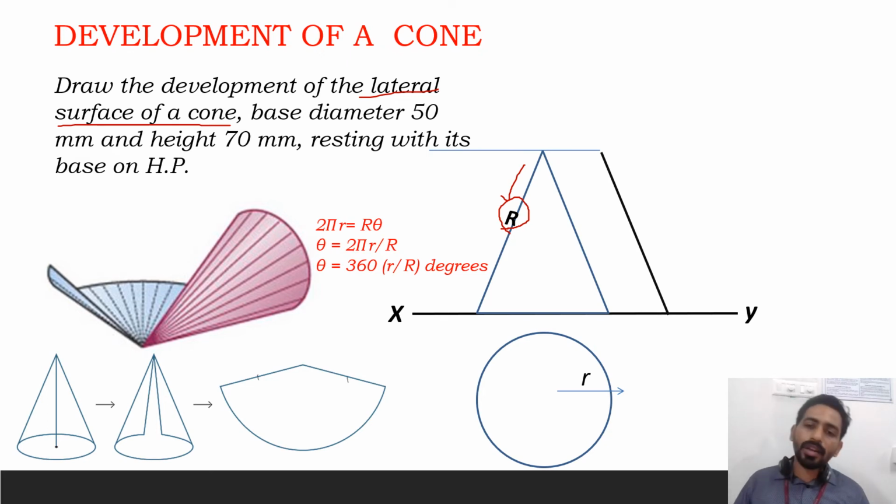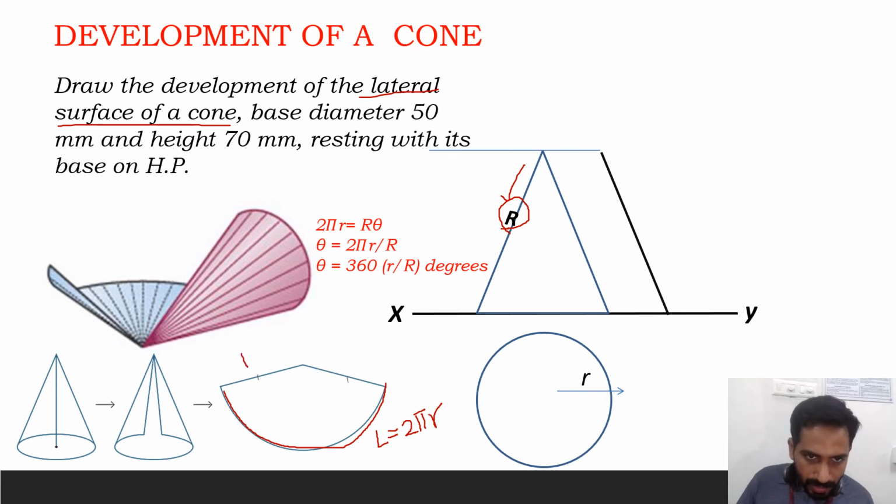Now I'll draw an arbitrary arc here. But I know that the length of this arc, which is L, is equal to 2 pi r, because we are opening this circle actually. So the circumference is 2 pi r. The length of this arc should be equal to 2 pi r.